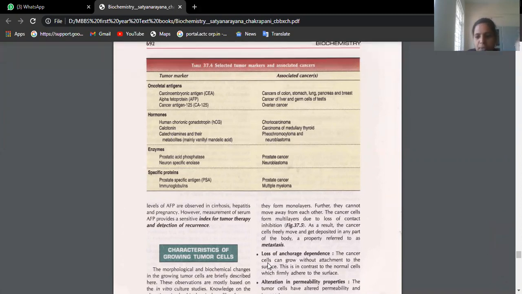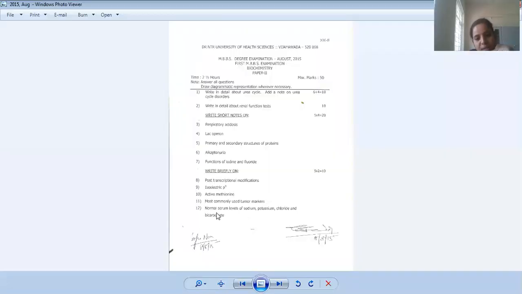And the last question, if you have the textbook with you, in the last page, inside the cover page, you will get the normal values of sodium, potassium, chloride, and bicarbonate. Check them once. Okay, beta? So, we will stop here.